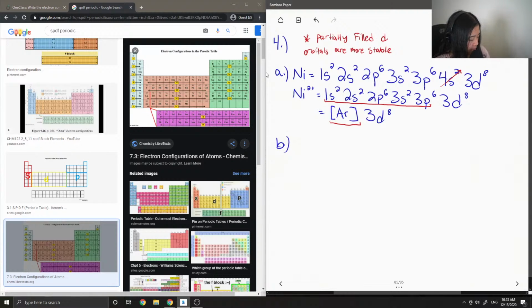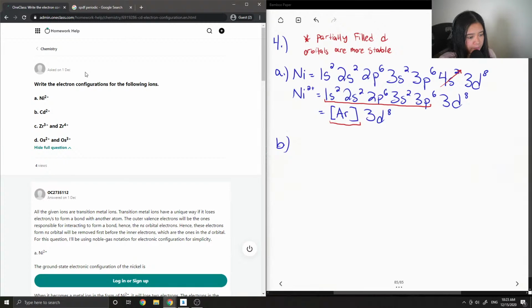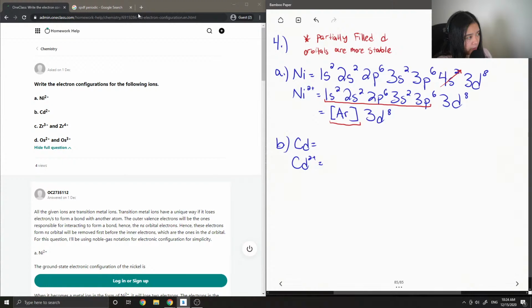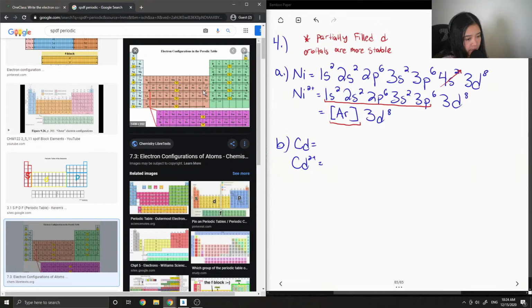Now let's do the same thing for all of them, using the shorthand configuration just to save some time. Next, we look at cadmium 2+. Again, let's write down the electron configuration of neutral cadmium. Cadmium is found here, atomic number 48. First I'm going to write the noble gas that comes before it, which is krypton.